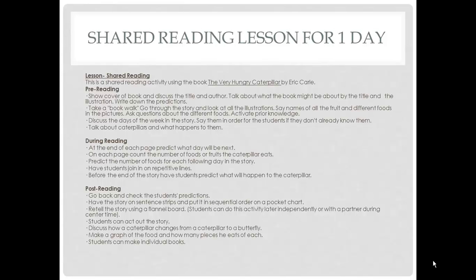Students can act out the story. Discuss how a caterpillar changes from a caterpillar to a butterfly. Make a graph of the food and how many pieces he eats of each. Students can make individual books. Students love to reread and reread The Very Hungry Caterpillar. I think it's a very famous story for shared reading.